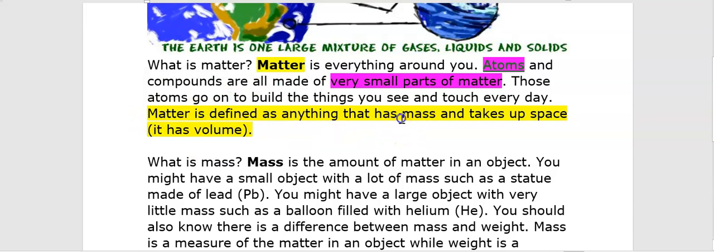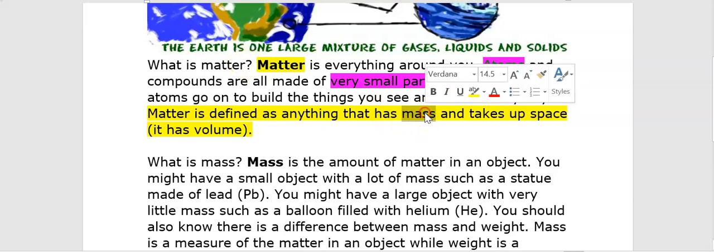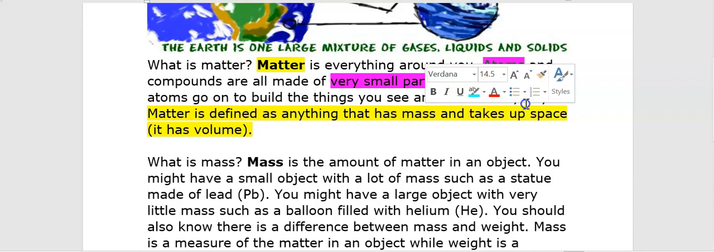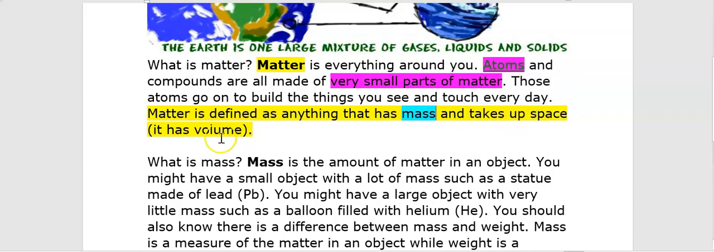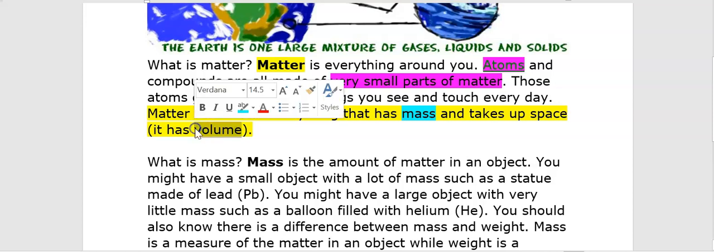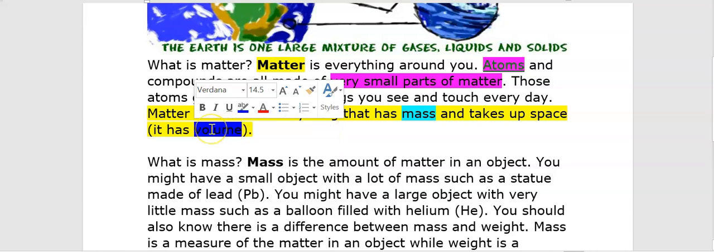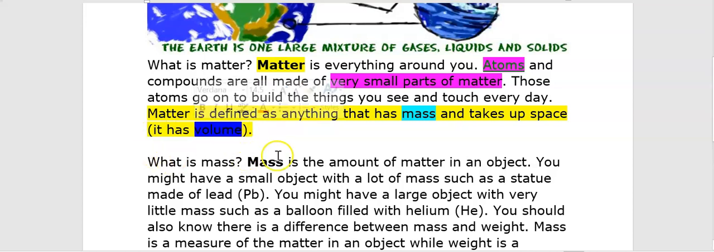But you'll notice then that matter has two words in it that are not necessarily easy to understand: mass and volume. We talked a bit about volume in math when we found volume, so you should have a good picture in your head about what volume is. But the next sections are going to explain mass and volume more.